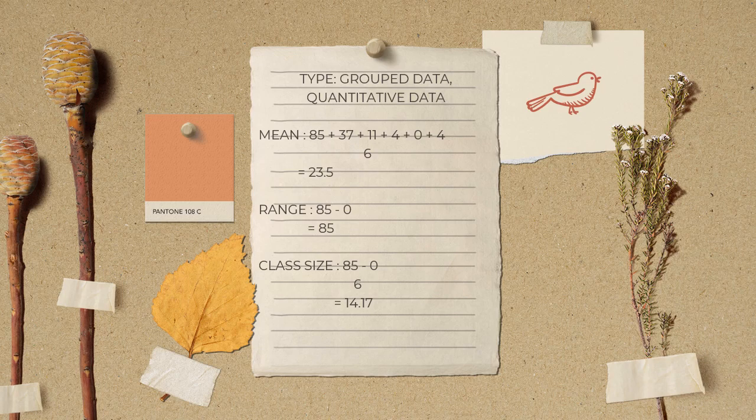So the mean gathered by this question is 23.5, which is 85 plus 37 plus 11 plus 4 plus 0 plus 4 divided by 6 is 23.5. Followed by range, 85 minus 0, which is 85 is the highest value and 0 was the lowest value, so equals 85, followed by class size, which is 85 minus 0 divided by 6, which is 14.17.